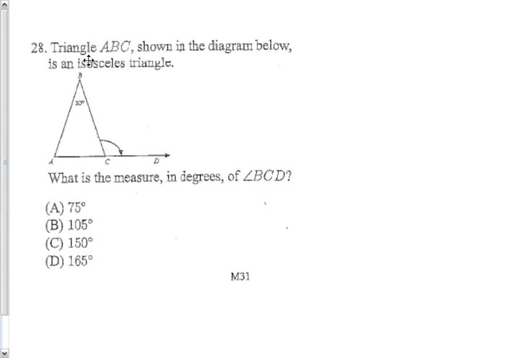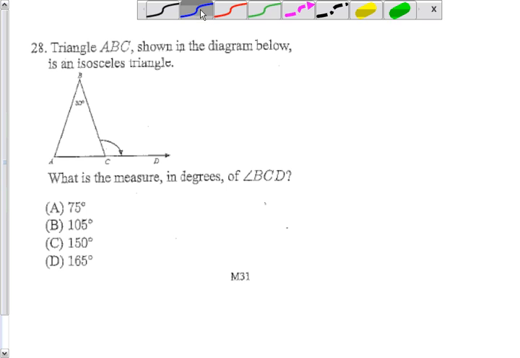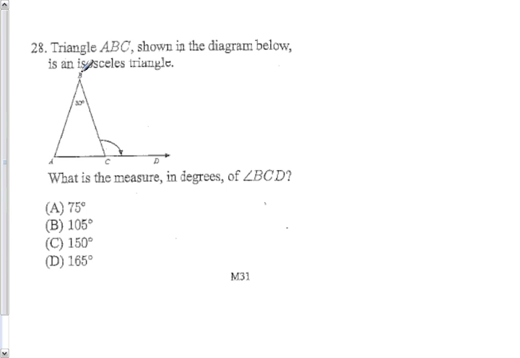Question 28. We have a geometry question here. Let's read through it. Triangle ABC shown in the diagram below is an isosceles triangle. There's a pen here where we can underline. This is important here: isosceles triangle. What is the measure in degrees of angle BCD?